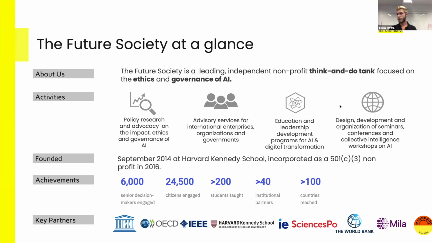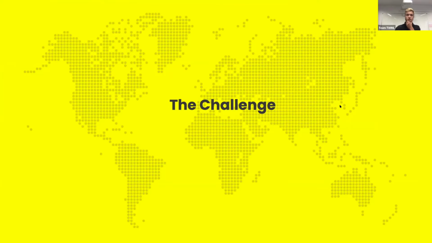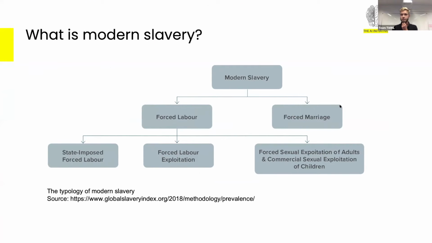So, okay. Now, the challenge. What is modern slavery? Modern slavery, as commonly defined in research, is the severe exploitation of other people for personal or commercial gain. In research, it's mostly distinguished into two categories, that is forced labor and forced marriage. Forced labor is forcing a person to work for little or no remuneration, often under threats, violence, and false promises. In those situations, people have usually no agency over their working conditions.